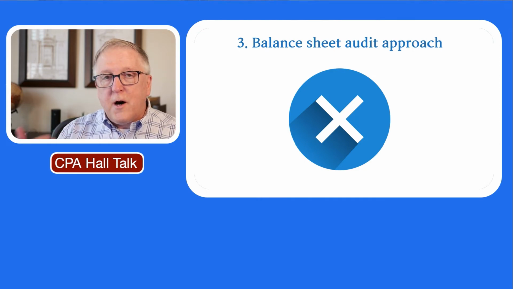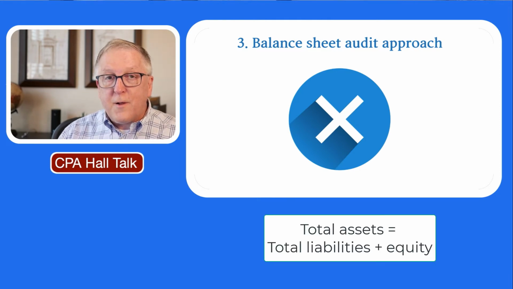And some of the logic there is based on the accounting equation, which is total assets equals total liabilities plus equity. And so the thought there is if I beat up the balance sheet and I do a really good job of auditing it, then everything should be okay.